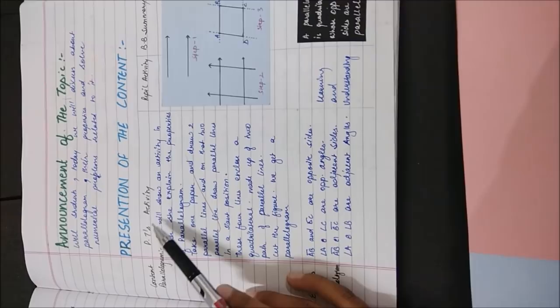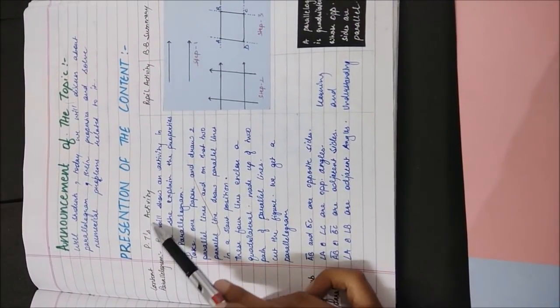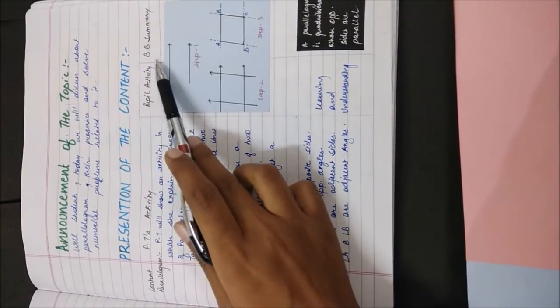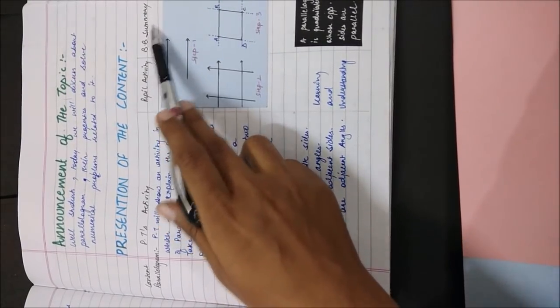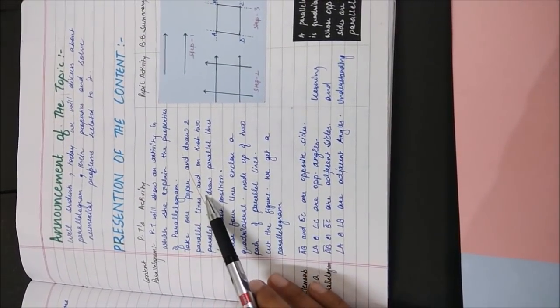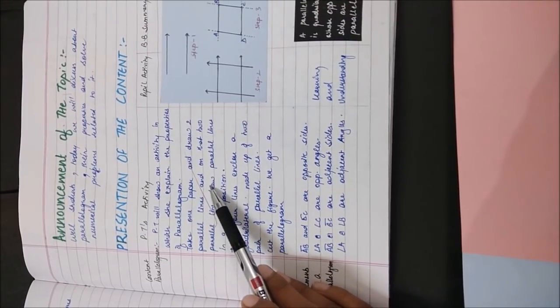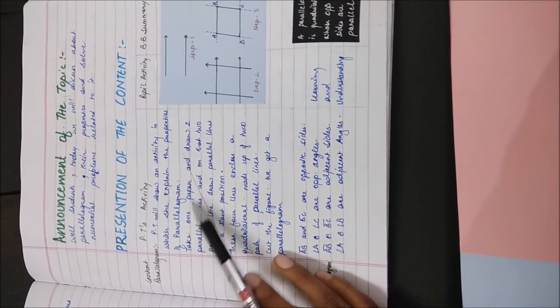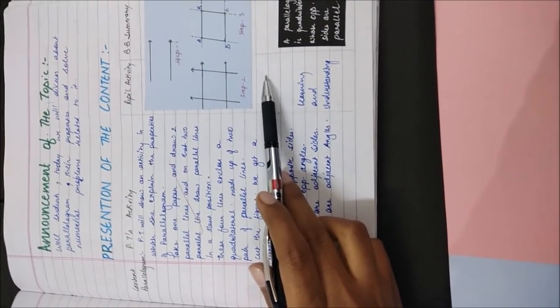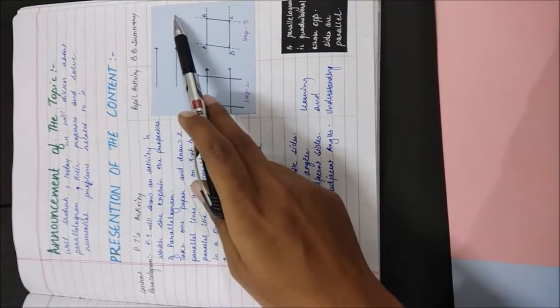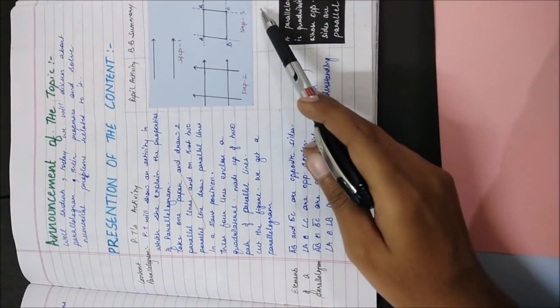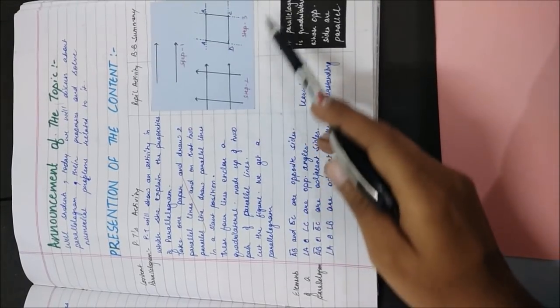It is divided into 4 columns: content, PT activity, pupil activity and the blackboard summary, or you can write blackboard work. The content part is the topics which you are going to discuss with the student. PT activity is the part which you are going to speak and cover in the topic which you are going to explain. And the pupil activity is based on what the student is doing, and the blackboard summary is the blackboard work which you are going to do over the blackboard to explain the topic to the students.